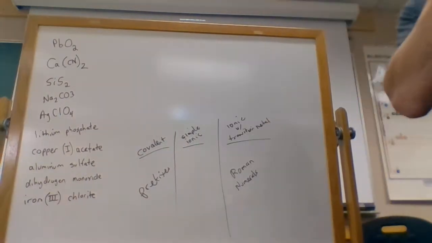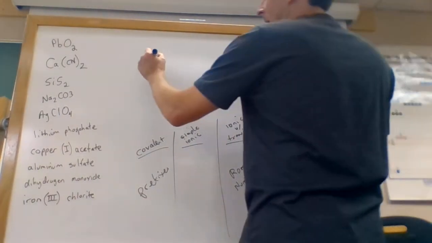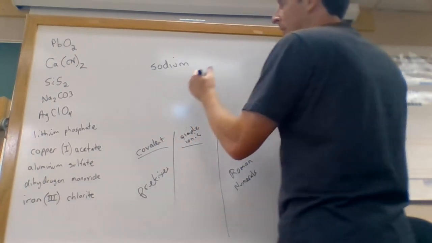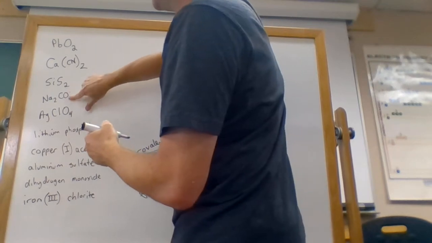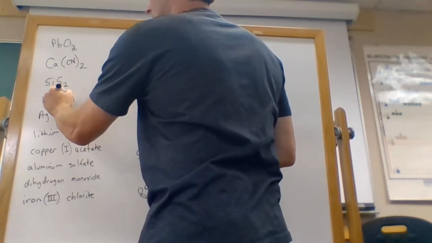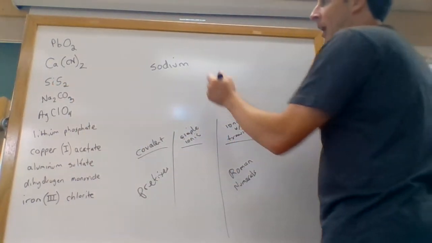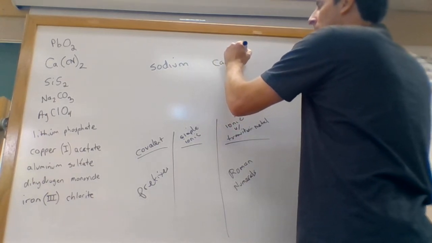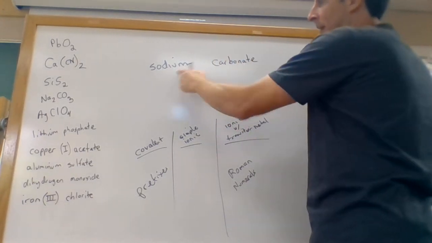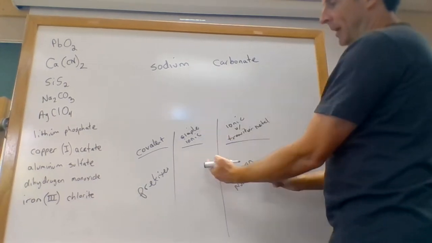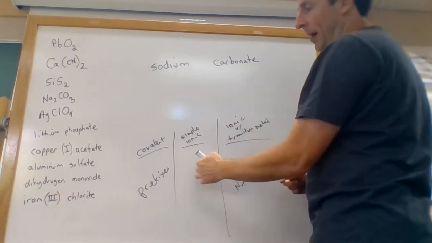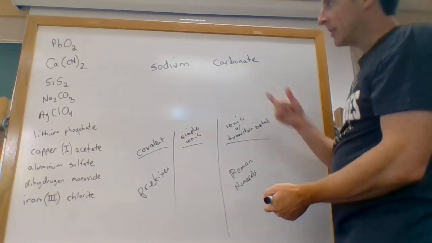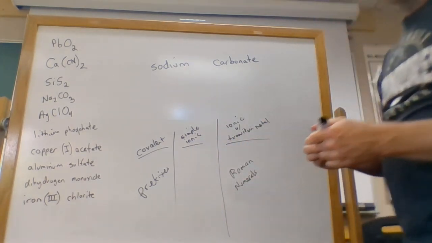All right, next one. I know I've got sodium. And then CO3 is carbonate. Actually, that ought to be a subscript. Sorry about that. Sodium and then CO3 is carbonate. This is a metal and a polyatomic ion, so I'm definitely ionic. Sodium is a group 1 metal, so I always know its charge, which means I'm done. Sodium carbonate is the name.